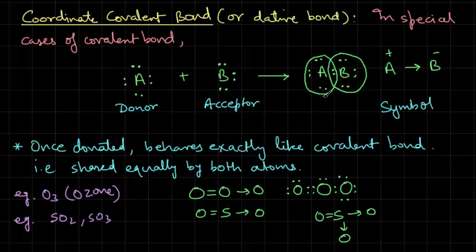So there is no difference. Once donated, it behaves exactly like a covalent bond. That is, the electron pair is shared equally by both atoms. So let's see some examples.